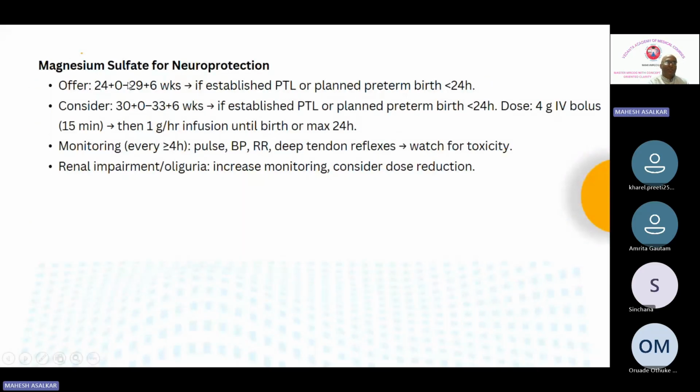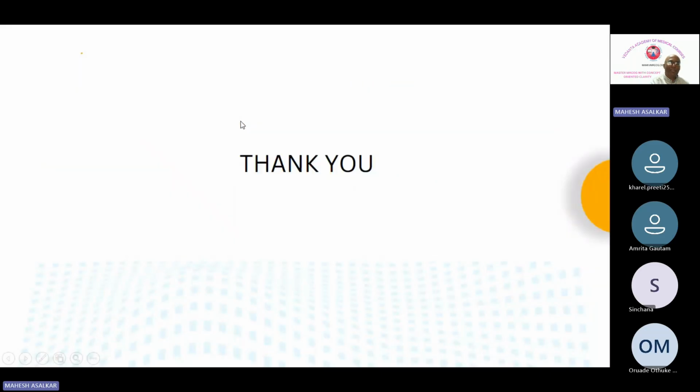Magnesium sulfate, you have to offer between 24 to 29.6 weeks. These are the different gestational ages which you need to remember. Between 24 to 29.6 weeks of gestation, if it is an established preterm labor or planned preterm birth, where the delivery is expected in the next 24 hours, and you will consider after 30 weeks up to 34, that is 33.6 weeks. Same, and 4 gram over a period of 15 minutes, and then 1 gram per hour. That is the dose for magnesium sulfate.